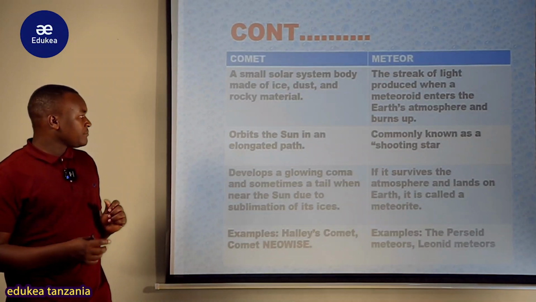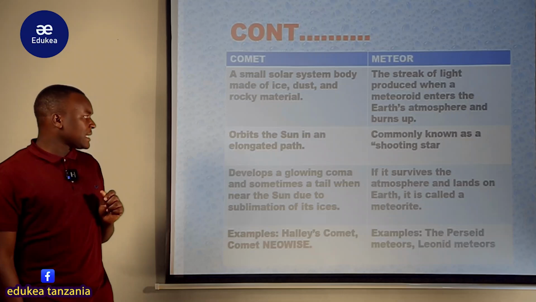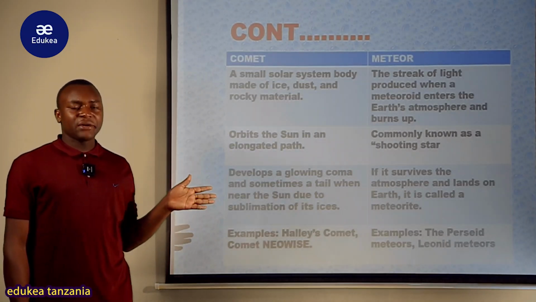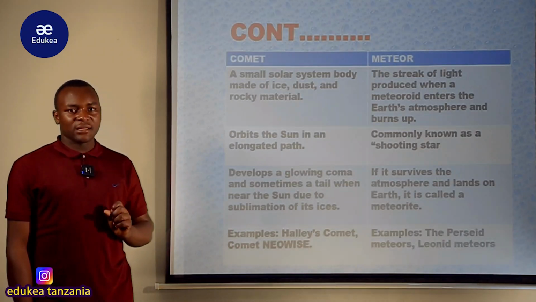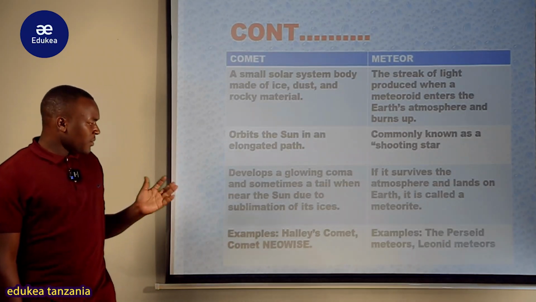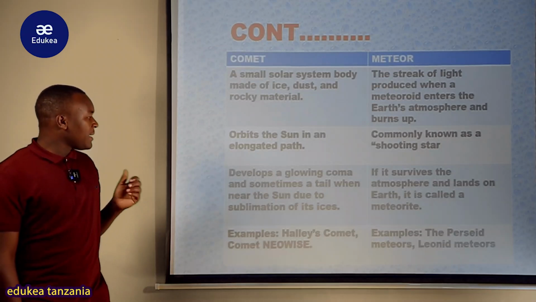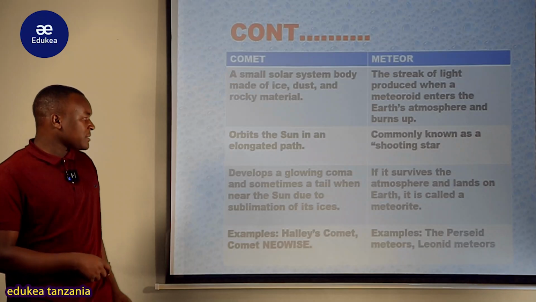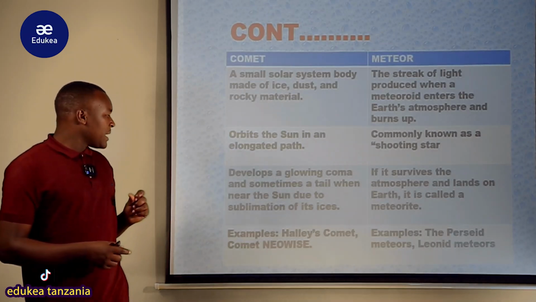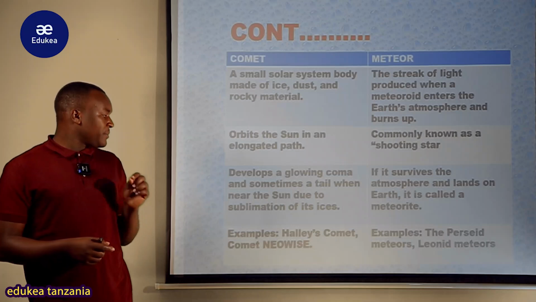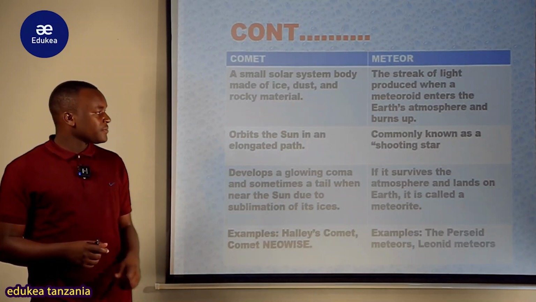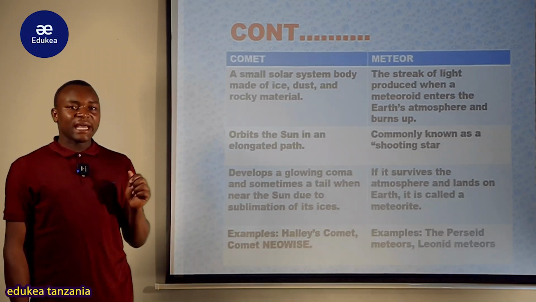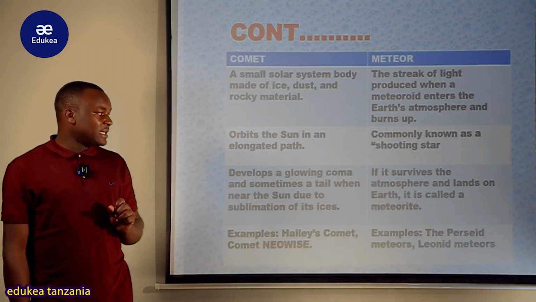Also, we say a comet orbits the Sun in an elongated path, but a meteor is commonly known as a shooting star. Also, a comet develops a glowing coma and sometimes a tail when near the Sun due to sublimation of its ice. But a meteor that survives the atmosphere and lands on the Earth is called a meteorite.